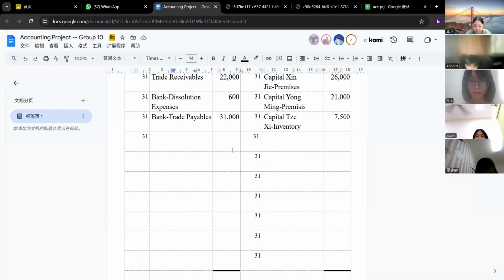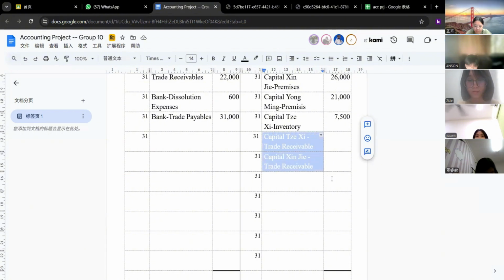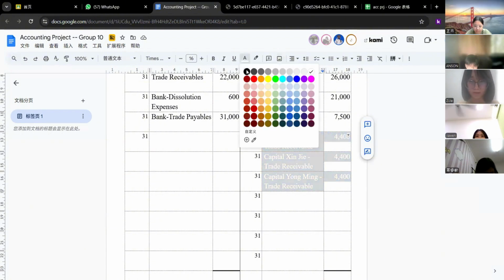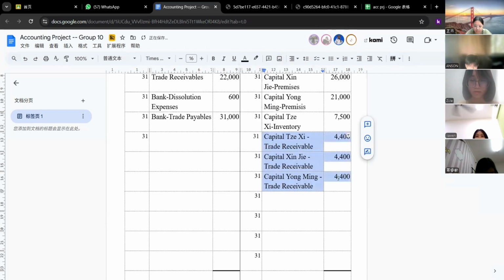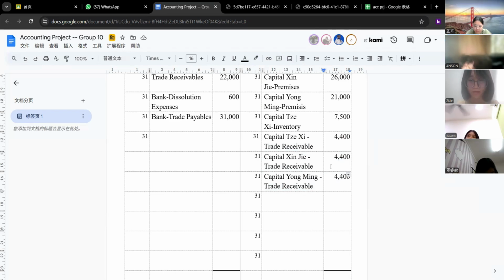Then in realization, when we debit the amount which is 4,400, we must also credit the amount. So we credit our 40% amount which is 4,400 of trade receivables.